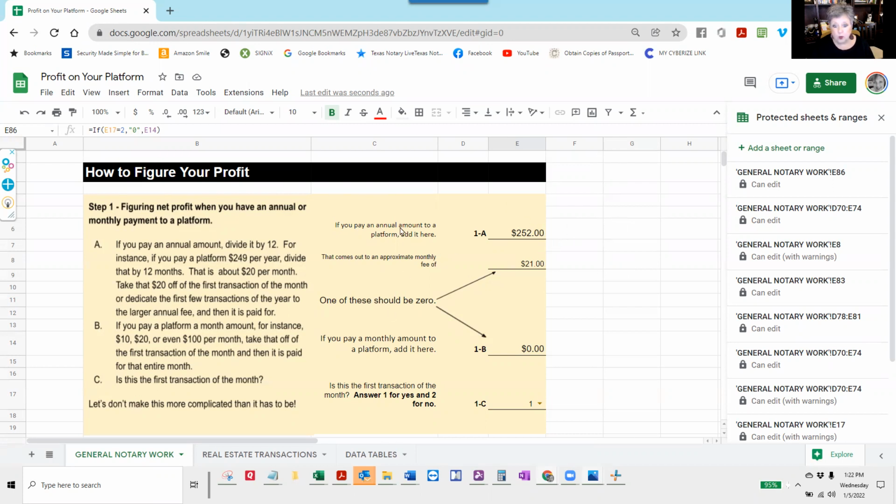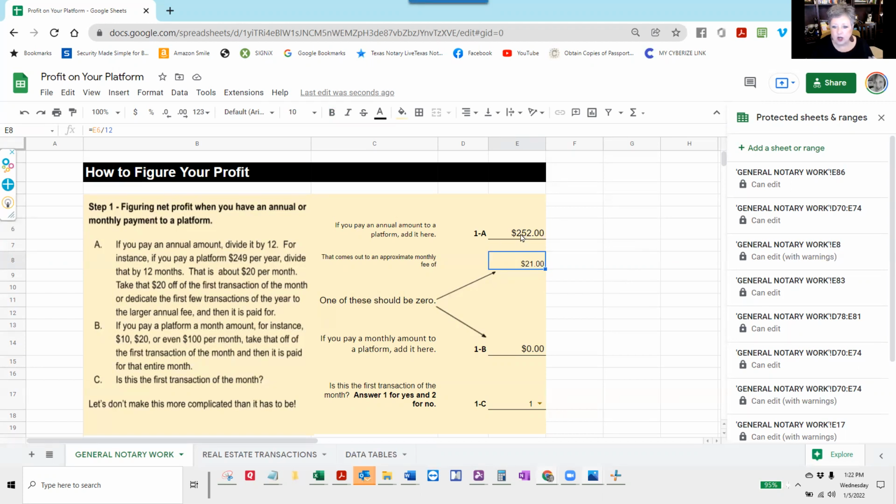So we start up here at the top. If you are on Sinex, you will have an annual charge rather than a monthly charge. Mine is not exactly $252, but it's about that much. So I put $252 in that because if you divide it by 12, it comes out to a rounded off $21. So that's what I would call my monthly fee that I allot every month to what my profit is. So anyway, $21 a month is about what I pay.